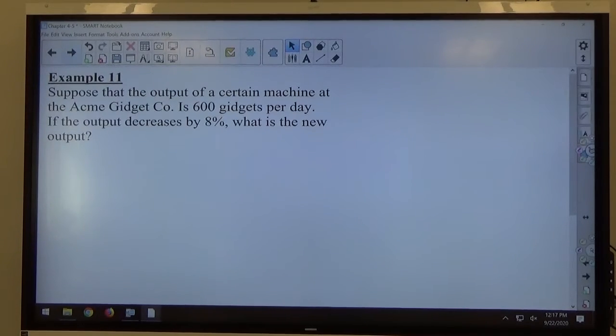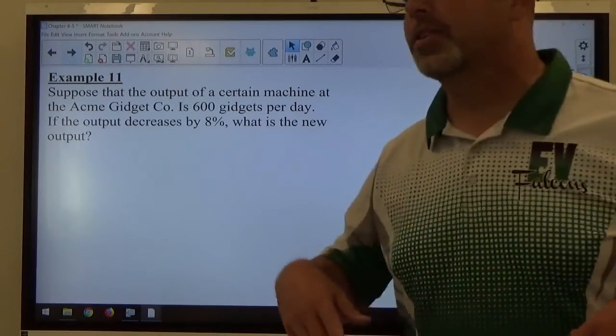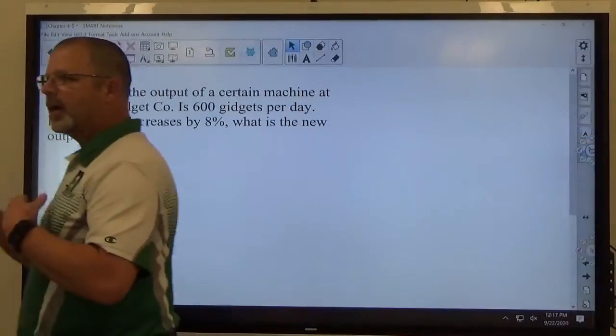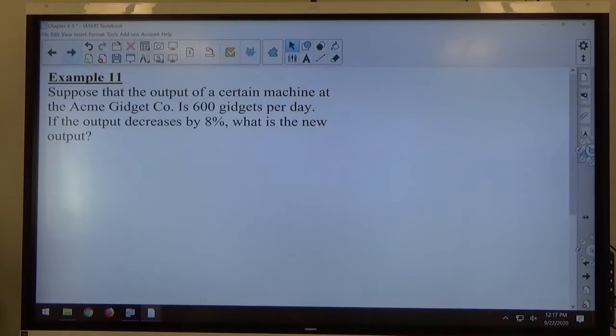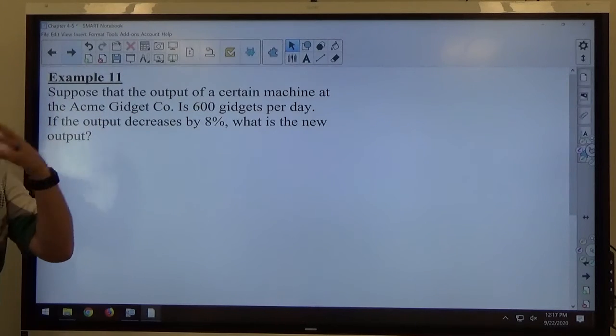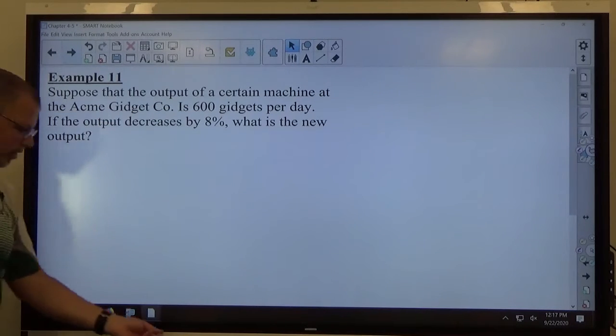Anybody know what a gidget is? It's a gidget. A gidget's the same thing as a whatchamadoodle, a thingamabob. Just some useless thing that we're talking about. We're learning a technique and they're making up something, so it's not even a real thing. A whatchamacallit, you know, a gidget's just some made up little item that we're trying to create. We could have just said the Acme Calculator Company, calculators per day, whatever. Whatever the item is doesn't matter. That's all a gidget is.